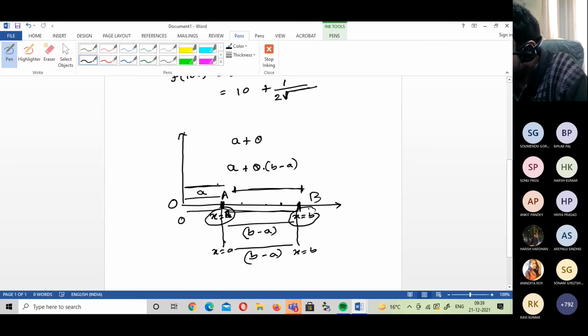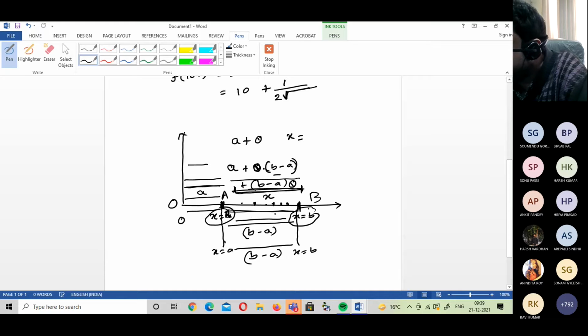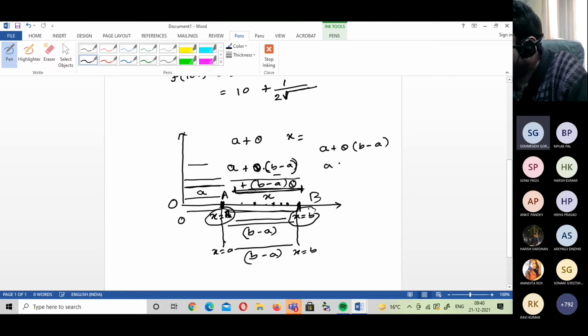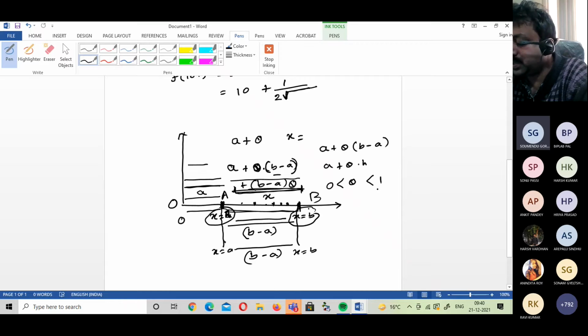So any intermediate point within the interval, suppose represented as x, can be written as the length a plus any fractional value between 0 and 1 into b minus a. This length is b minus a. So if you multiply it by theta, the point is a plus theta into b minus a, where theta must be between 0 and 1. So a plus theta into b minus a is what you have assumed as h. Theta ranges between 0 and 1, that is what I have said.